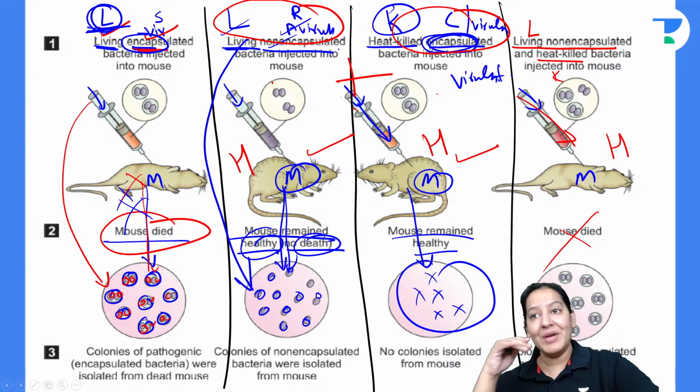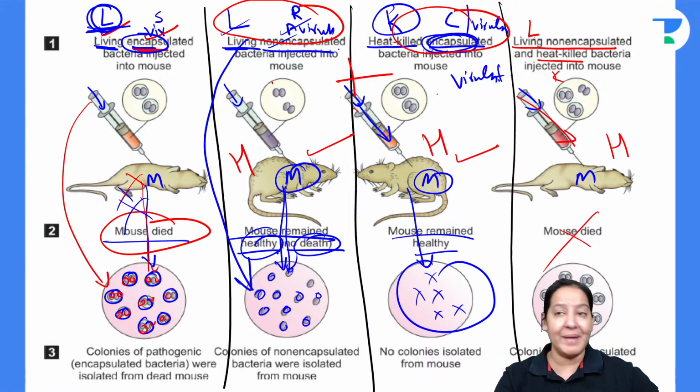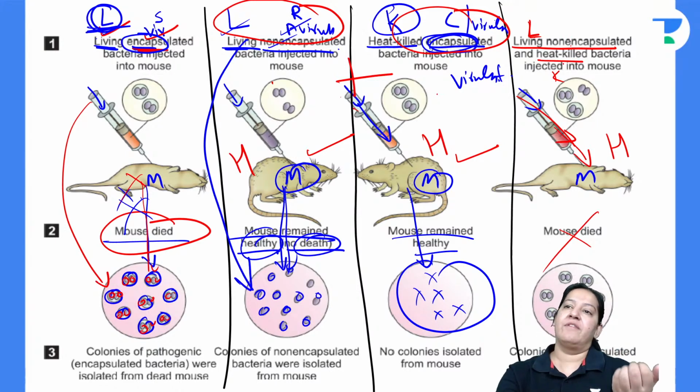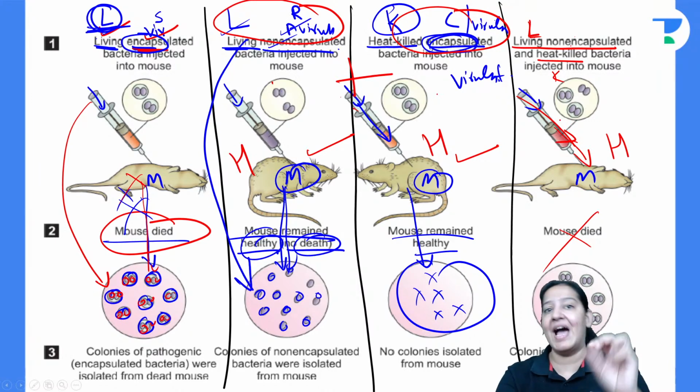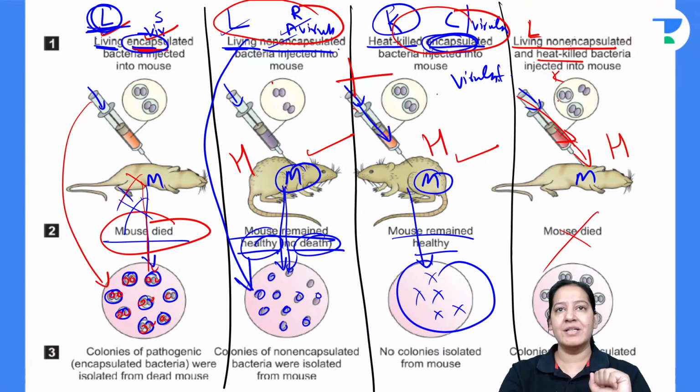So what is the point here? Inside the injection, we are mixing the two and putting it inside. So here the live non-capsulated one converted into the capsulated one, and that is causing the killing of the animal. That is transformation taking place inside the animal. You got my point? Give me a thumbs up.